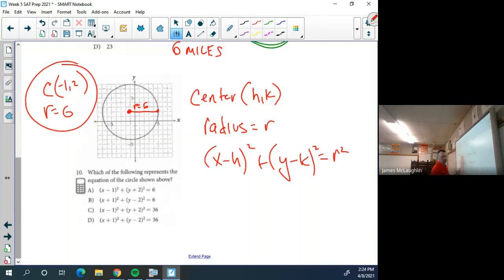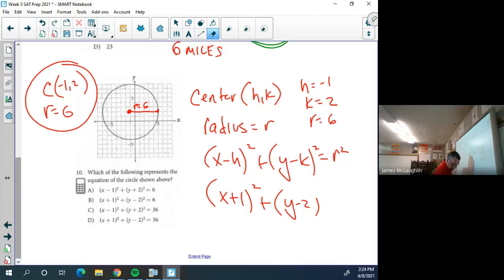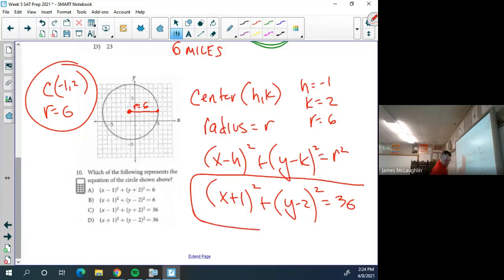So in our problem, we got an h value equal to -1, a k value equal to 2, and an r value equal to 6. X minus -1 becomes x plus 1. Y minus k becomes y minus 2. And then the radius has to be squared. So radius is 6, 6 squared is 36. Let's see what's matching up there. X plus 1 squared, y minus 2 squared equals 36. Best answer for that one, letter D.